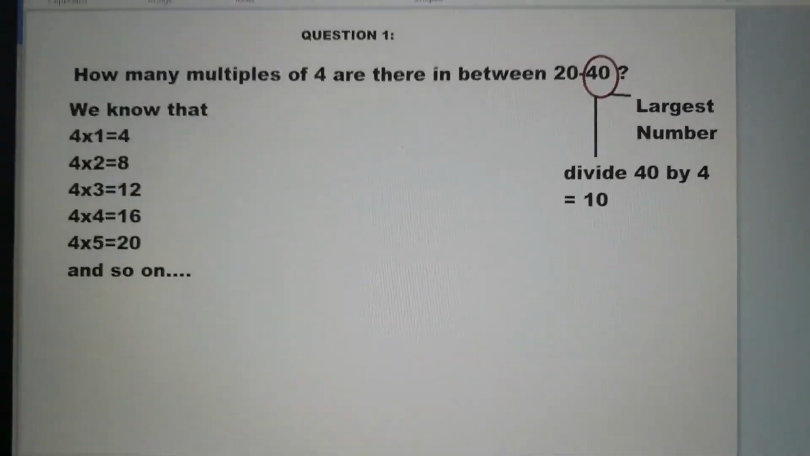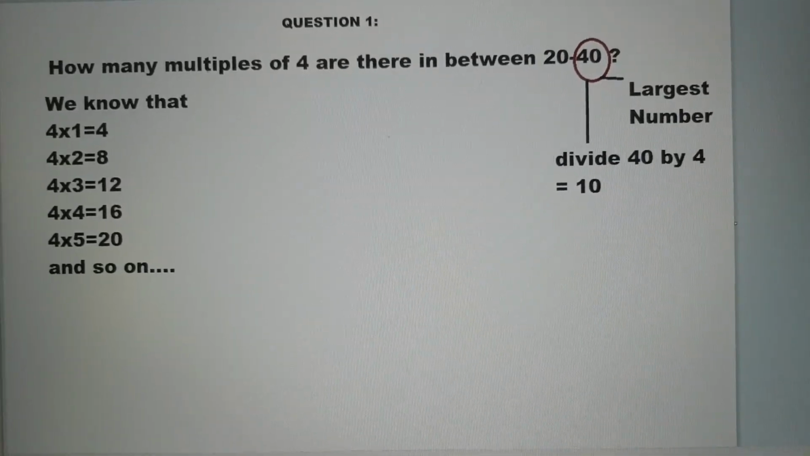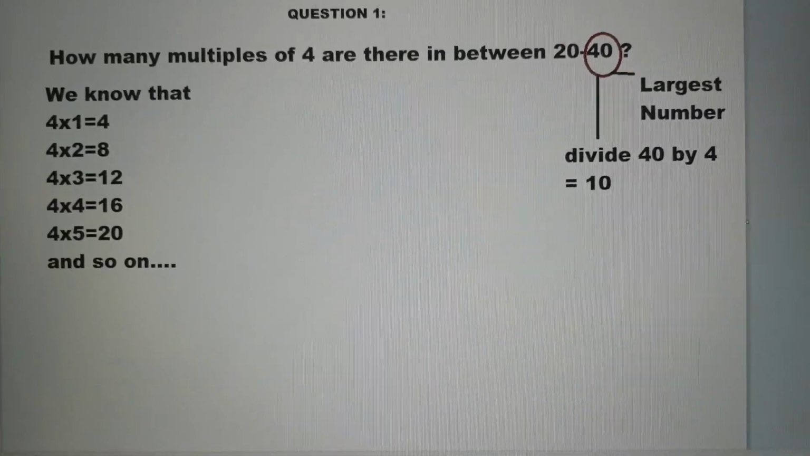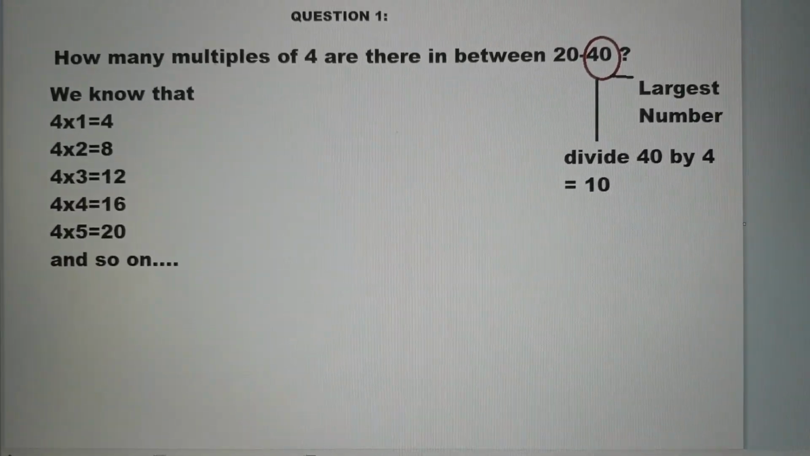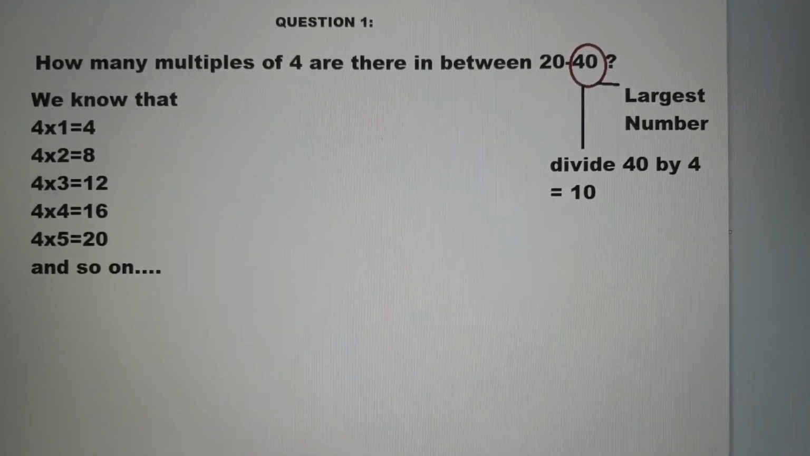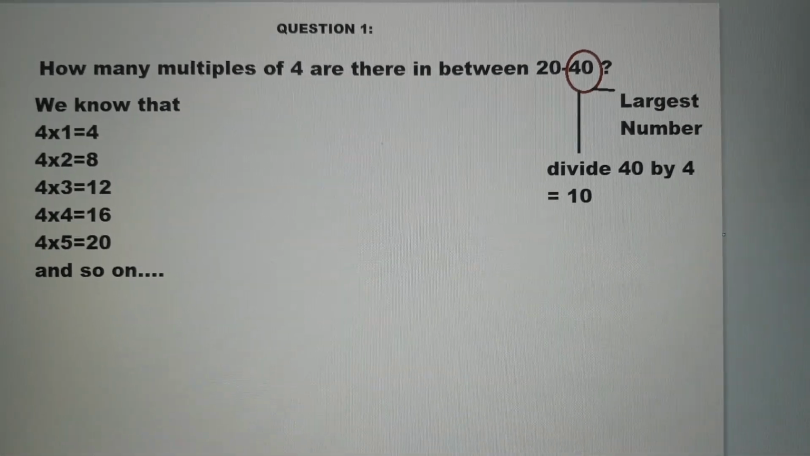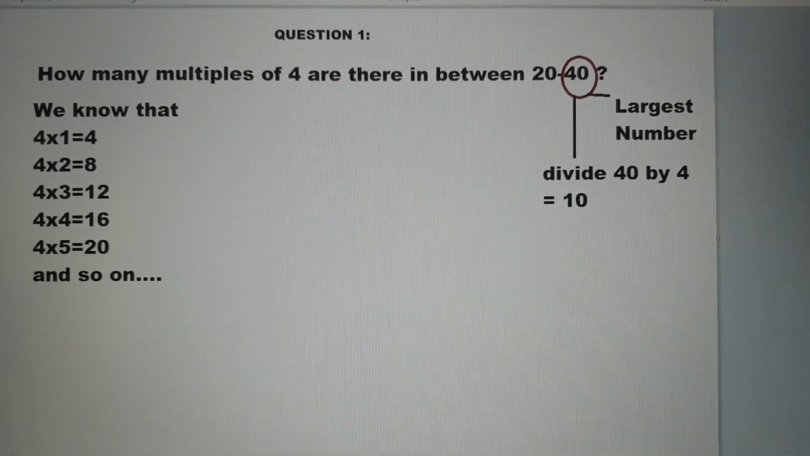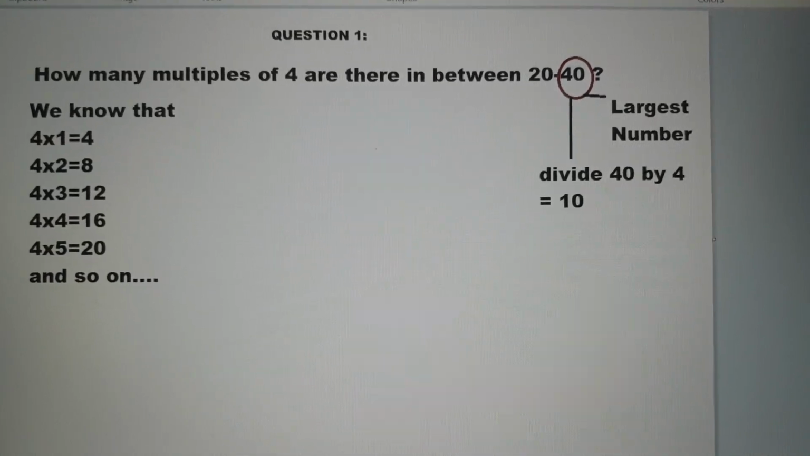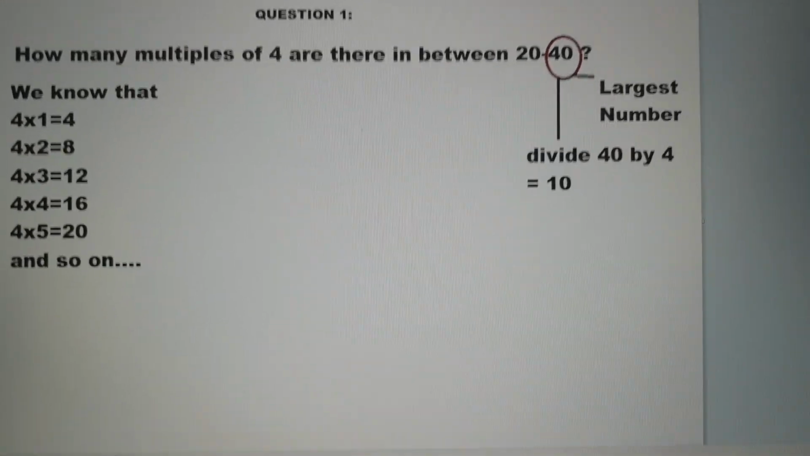Now as you have the maximum number, now we have to find how many numbers are there in between 20 and 40, because we are given a range which is between 20 to 40. To find that, what we need to do is to divide the smallest number. Here the smallest number is 20. Divide it by 4 again, we'll get 5, and this 5 means there are 5 numbers up to 20.